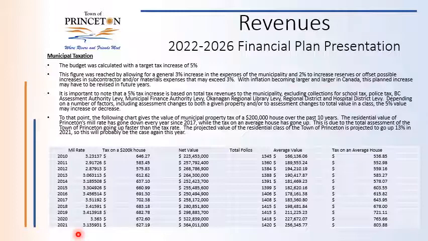So, not meaning to scare anyone, but that is the reality that we live in at this moment. Either that 5% is going to have to be looked at, or we're going to have to start identifying certain places in the budget where we're going to have to pull back on services.